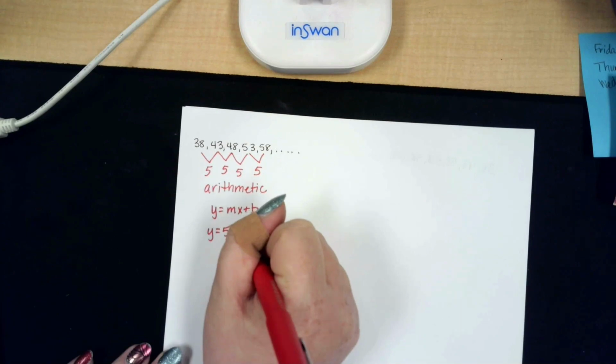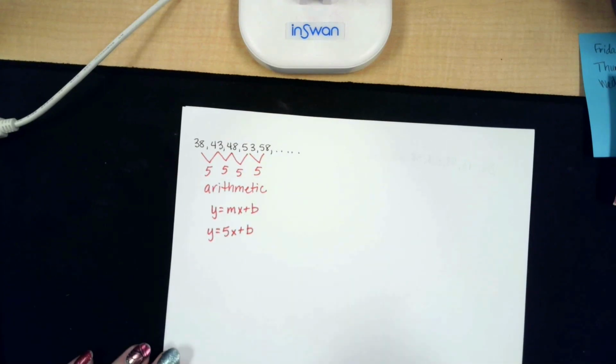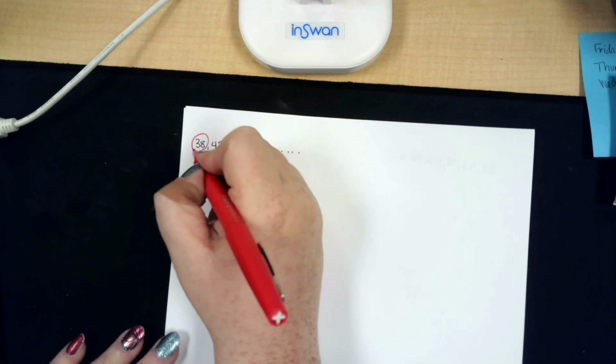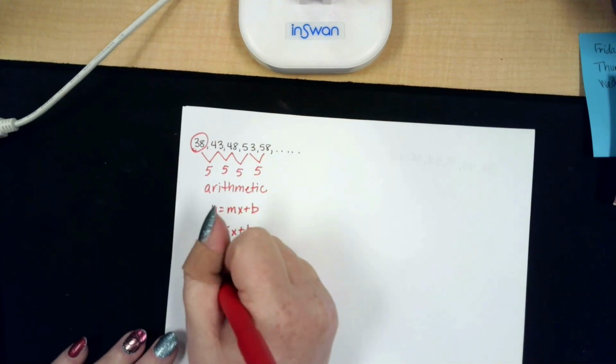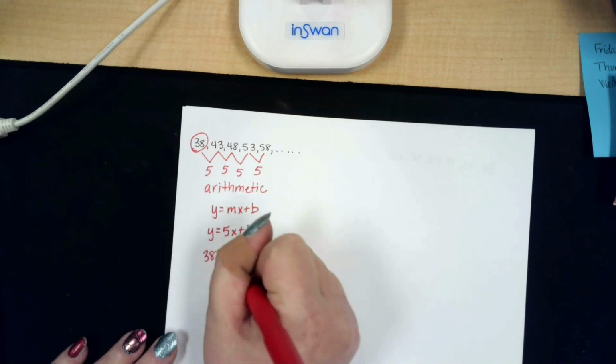But now we need to find out what b is. The first number in your sequence is going to be your 0 term. So this is our term 0. And what that means is that when x is 0, that is what is y. So let's put those in. y is 38 when x is 0.